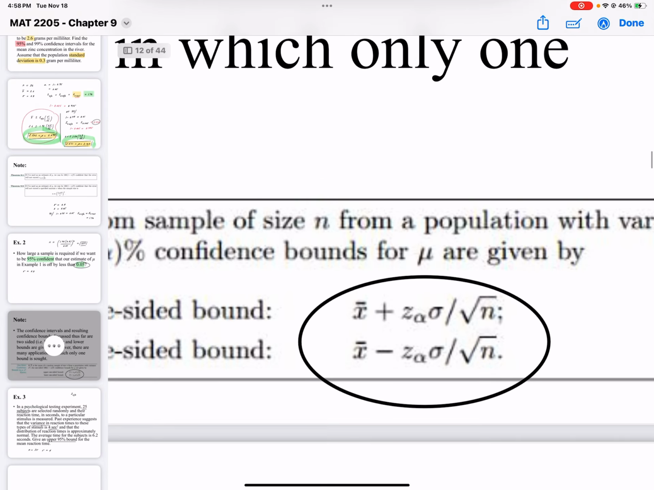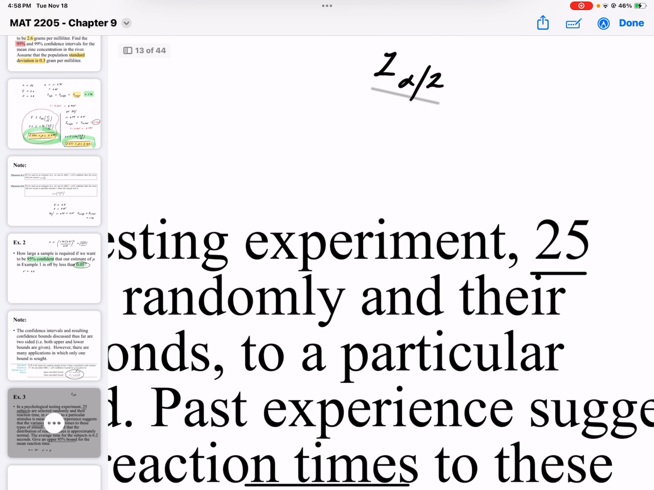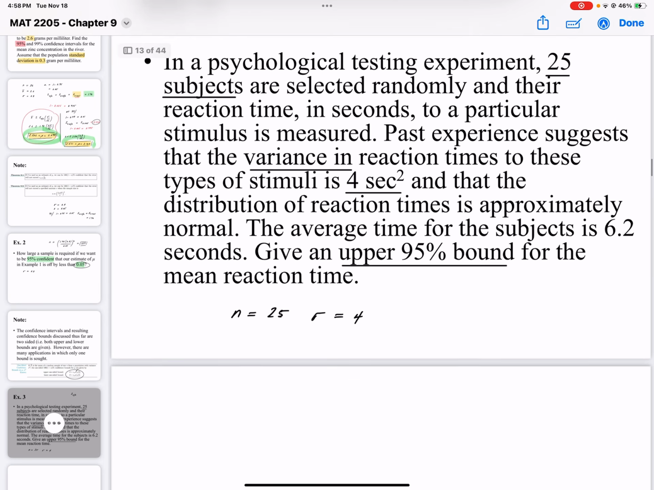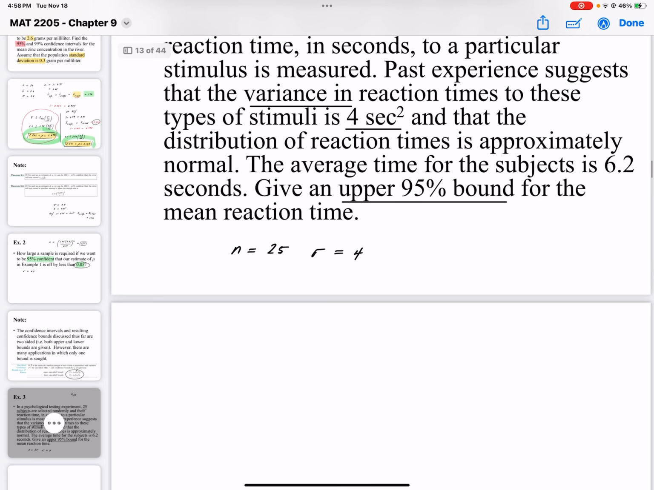We don't have variance. We have standard deviation. So hopefully you remember from the last section the relationship between variance and standard deviation. Okay, the variance, sigma squared, is 4. So my standard deviation is the square root of my variance, which is just 2. Okay, so we have our standard deviation, and my mean there, 6.2.